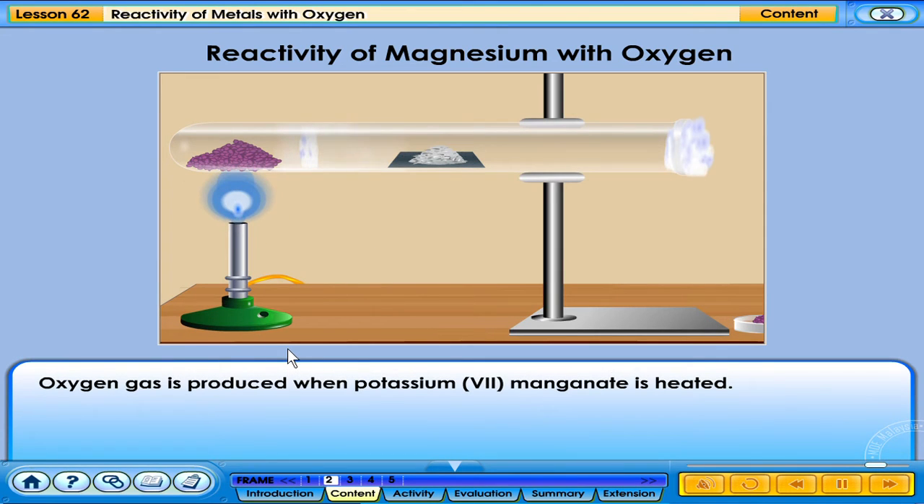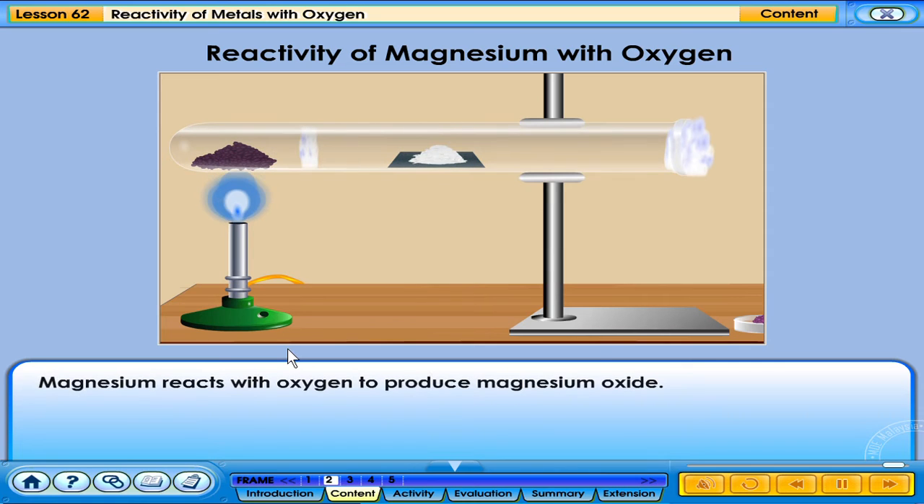Oxygen gas is produced when potassium permanganate is heated. Magnesium gives bright light when reacting with oxygen. Magnesium reacts with oxygen to produce magnesium oxide.